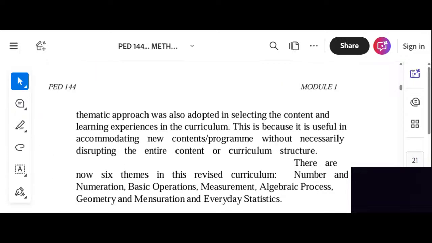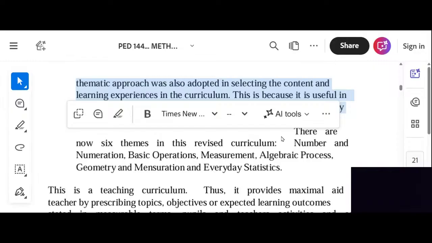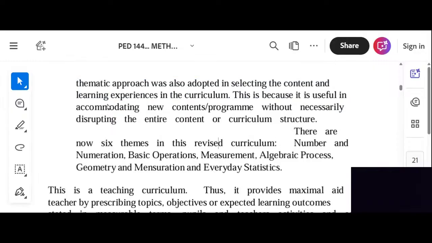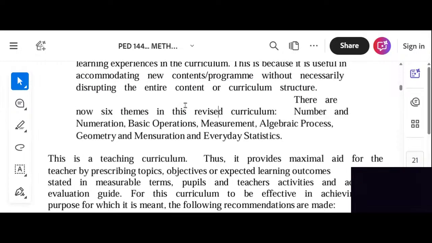So the thematic approach was also adopted in selecting the content and learning experiences in the curriculum. Now this is because it is useful in accommodating new content or program without necessarily disrupting the entire content or curriculum structure. We now have 6 themes in this revised curriculum.